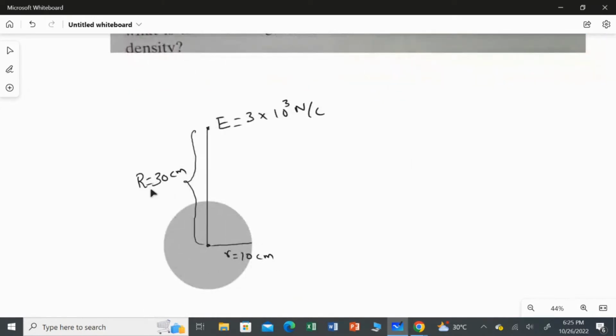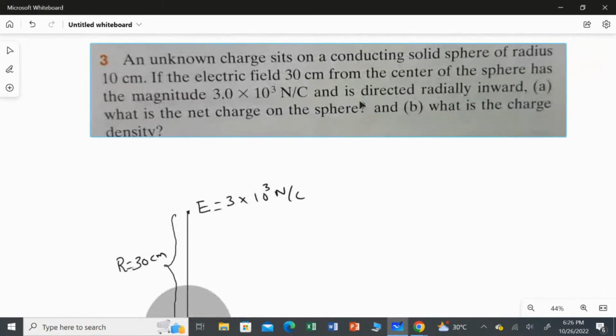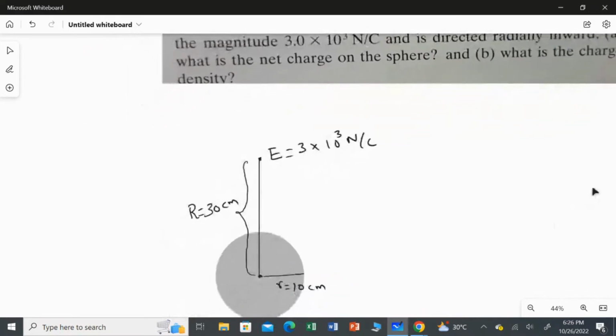You have to read the question very carefully, because this is a solid conducting sphere. All the charges will be sitting on the surface, and we don't know whether the charge is positive or negative. But in this question, they give a clue. What is the clue they give? All the field lines are radially inward. So for which charge are the field lines radially inward? For the negative charge, it will be radially inward direction. For the positive charge, it's radially outward direction.